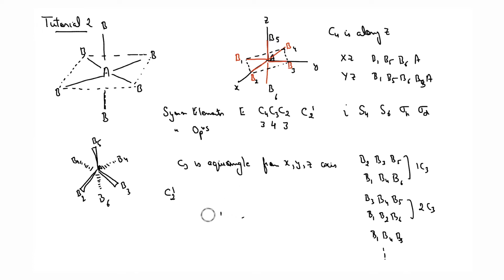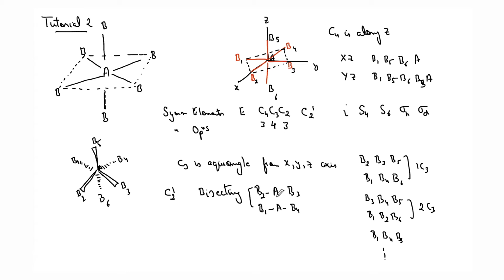Let's see. So you have C2 primes which are now in between the bonds. So which are the 6 C2 primes? So you can see that it is bisecting B2A, B3, this angle. Then at the same time, this will also be bisecting B1A, B4. Okay, and it will be flipping B5 to B6. Okay, so this is one.